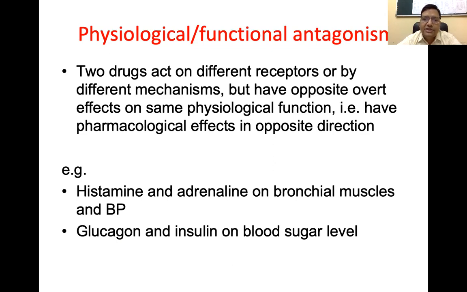Like on blood pressure, or on the bronchial muscle, histamine and adrenaline are having just the opposite effect. Adrenaline causes bronchodilation, histamine causes bronchoconstriction. Histamine acts through the histaminergic H1 receptor, adrenaline is going to act through the beta 2 adrenergic receptor. The receptors are different, the drugs are different, but they are acting on the same target cell but in the opposite direction. So such a combination is said to be having physiological antagonism.